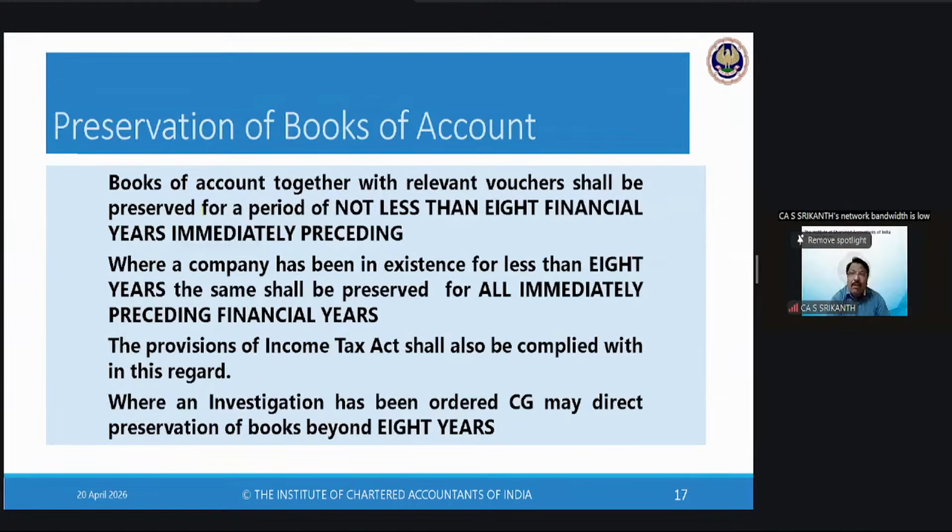But where an investigation has been ordered, where the CG has come and seen and there's some problem, then they will say, don't destroy any books, 8 years or not. Don't destroy any books. That's why I use the 10 years yardstick. Even if you have it up to 10, if you want to keep it beyond, it's all over. One decade, no more than that. Now we are coming to the end of section 1.